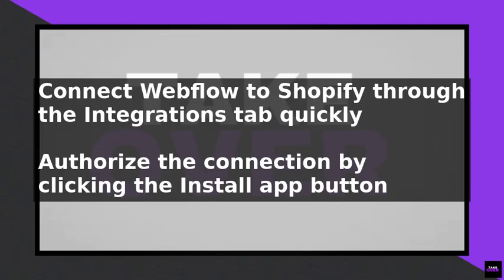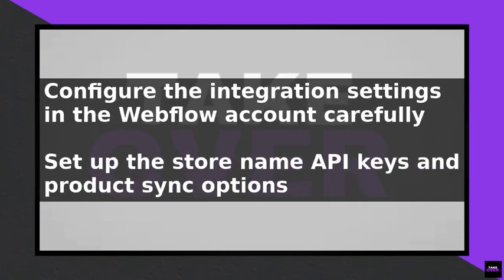want to sync. To sync your Shopify products with Webflow, go to the Collections tab in Webflow and click on the Create Collection button. Then select Shopify as the collection type. Choose the products and collections you want to sync and click the Sync button. Webflow will now fetch your Shopify products and display them in your collection.